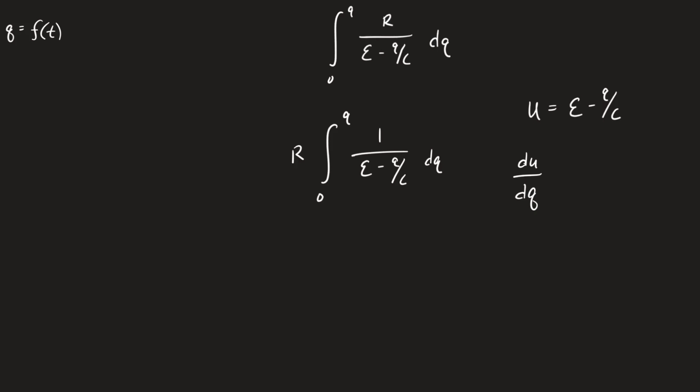so we can get a substitute for dq. When we do that, epsilon is a constant, so it just becomes 0. However, the derivative of q over c with respect to q is just 1 over c. So we've taken the derivative of both sides. We want to solve this for dq. So I'm going to cross multiply to solve this for dq, and I'm going to get negative c du equals dq.